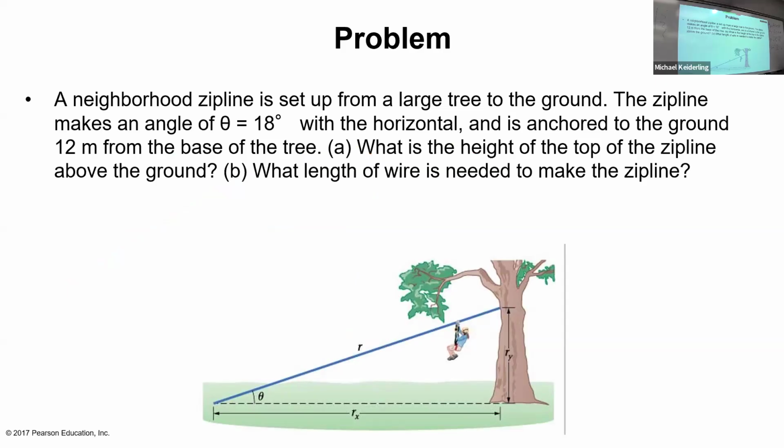So the other important thing for this is to remember that the tangent of theta is AY over AX. And what length of wire is needed to make the zip line? A couple of minutes to work on this, but think about what you know and what you're being asked.